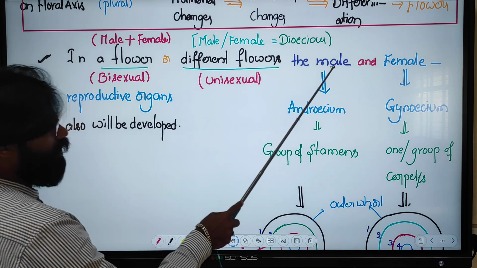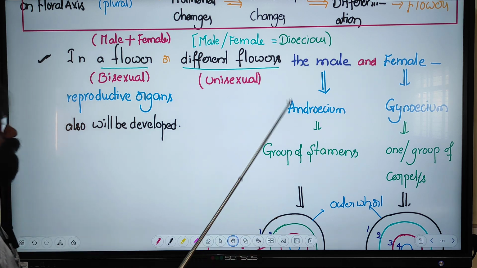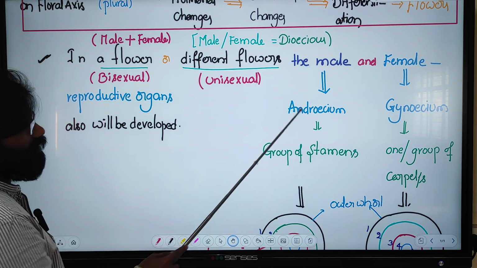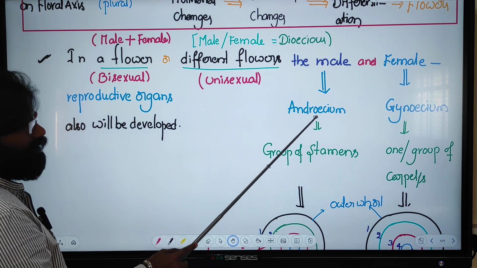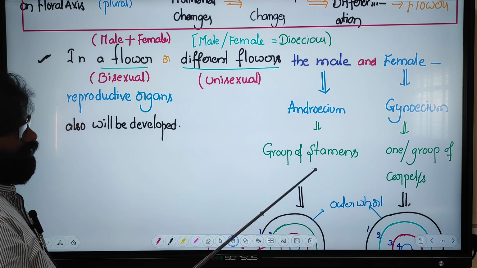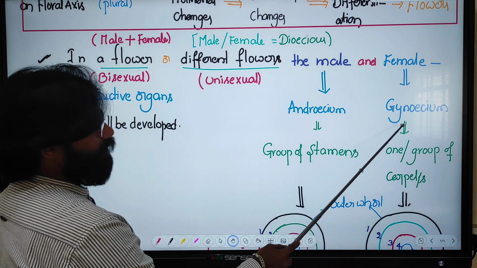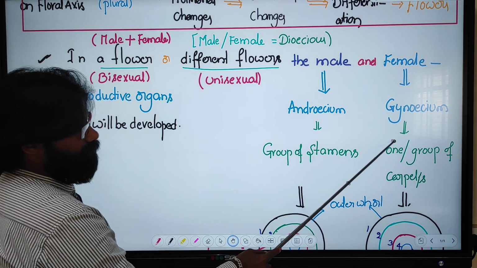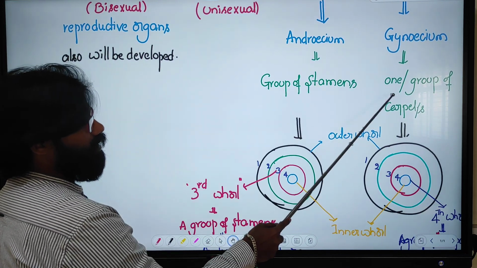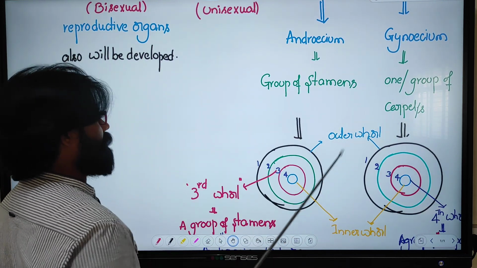Then here the male organs and female organs are produced. The male organs are nothing but the androecium, which is a group of stamens. The female organs are collectively called the gynoecium. Gynoecium consists of either one carpel or a group of carpels.